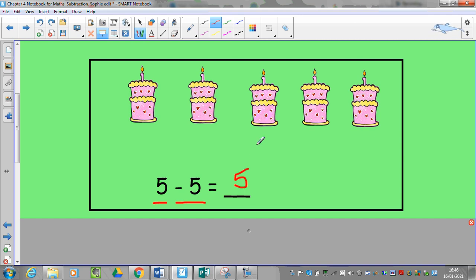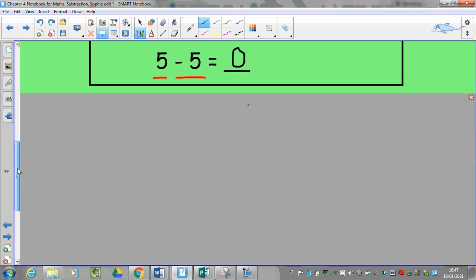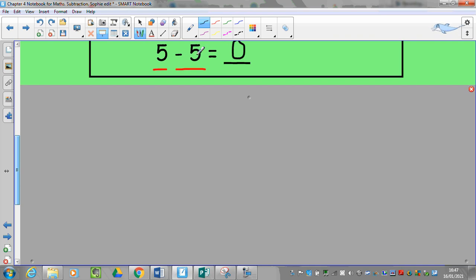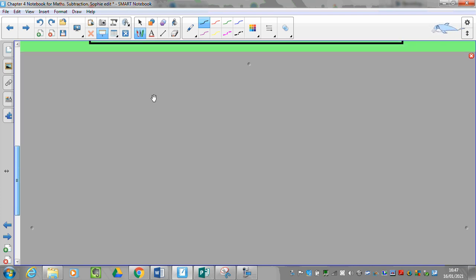So let's have a look then. We've got 5. I'm taking away 5. Let's take away 5. 1, 2, 3, 4, 5. I've taken away 5 from my original number of 5. How many have I got left now? That's right, I have nothing left. I've got no cakes left. They've all been crossed out. So my answer, my symbol for nothing, is 0. Well done you. You are absolutely correct. So if I take the same number away from my whole number, 5 take away 5, the answer is always 0.